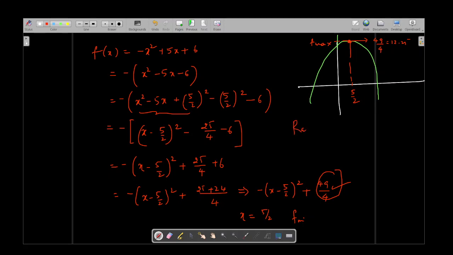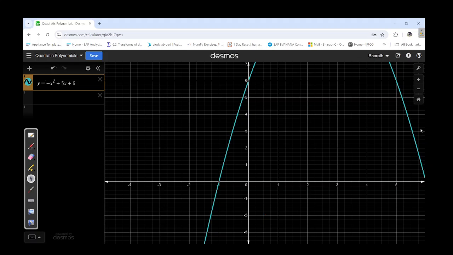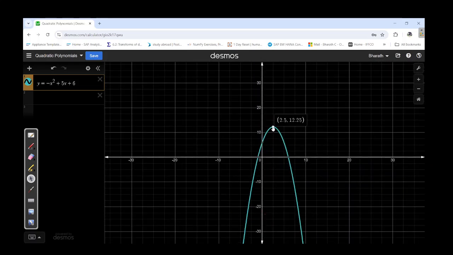The range of this function is from minus infinity all the way up to 12.25. Beyond this it cannot go. 12.25 is actually included. Let us verify in the graph. I'll put this as minus x square and see, this point is actually 2.5 and 12.25. So the range is from 12.25 all the way down to minus infinity.